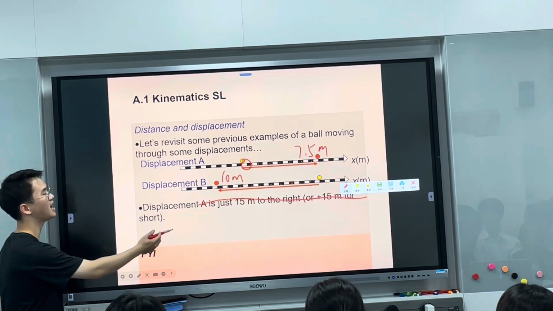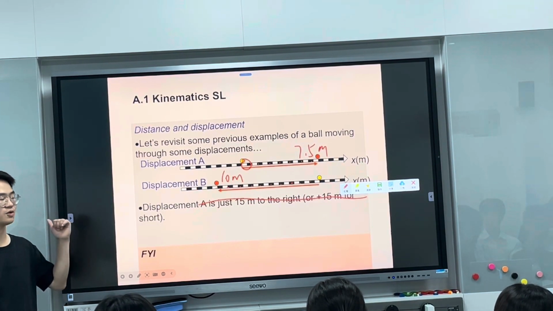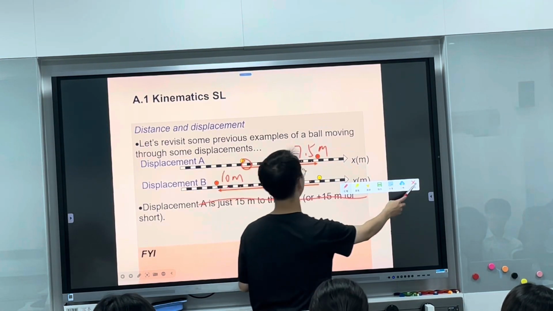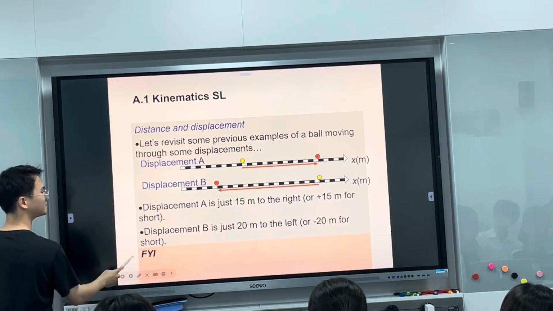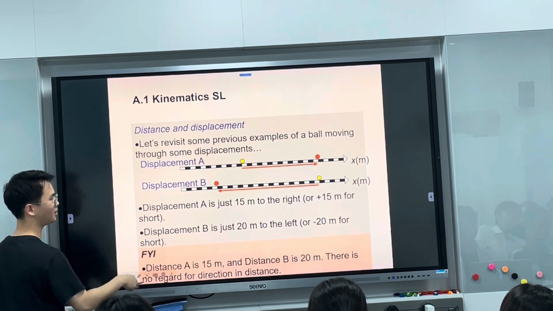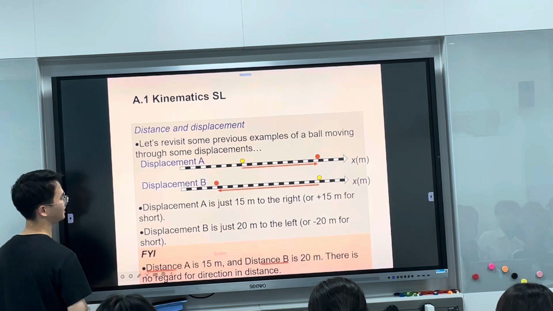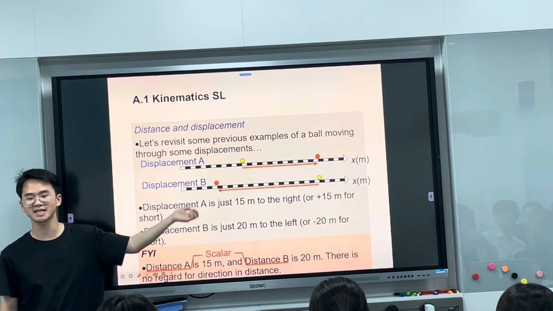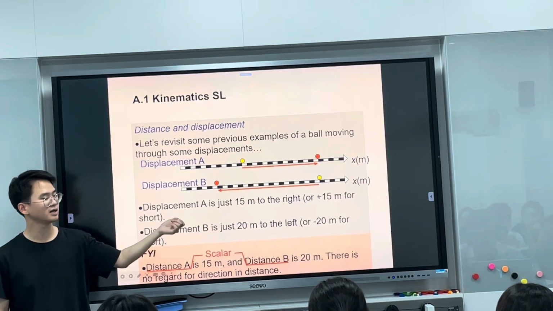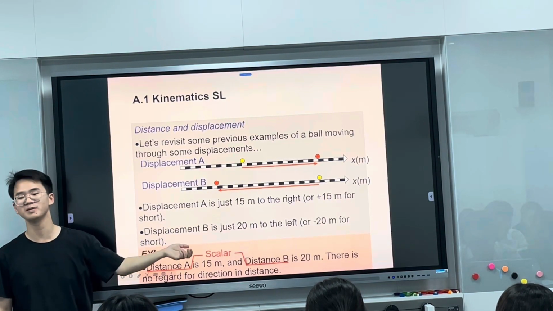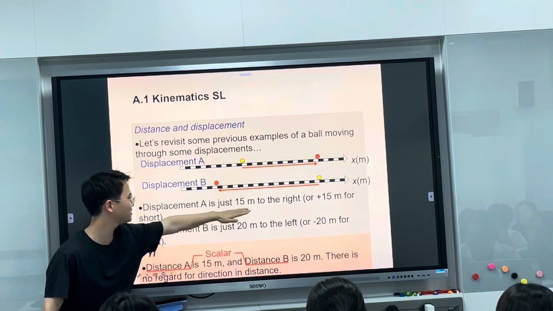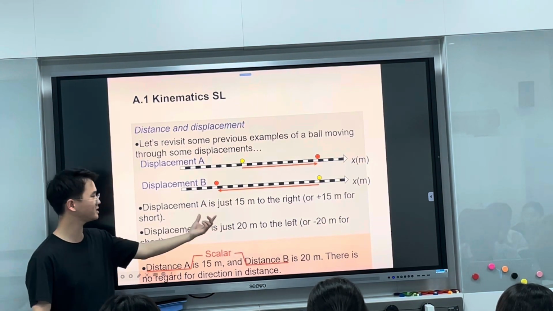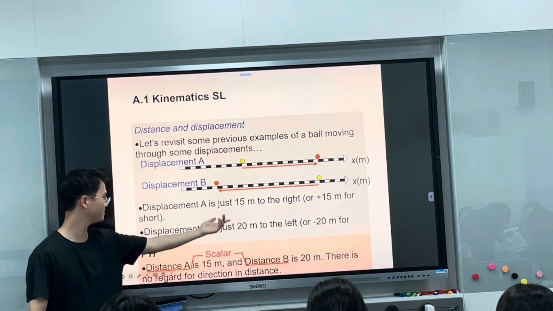Is it 2.5 meters to the left or negative 2.5 meters? Negative 2.5 meters. Very good. Okay, so that's what it means for displacement. Remember, distance is scalar, so if we are asking the total distance, it is 15 plus 20, 35 meters. But total displacement is negative 5.